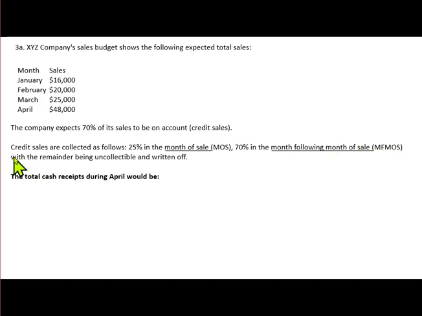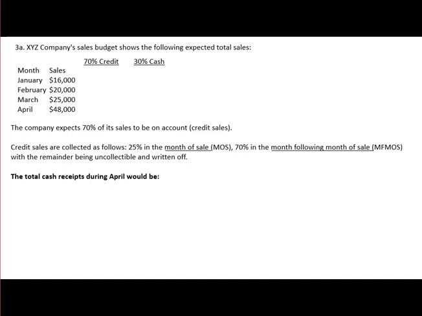And with the remainder being uncollectible or written off. So if you're collecting 25% in the month of sale and 70% in the month following sale, then 5% of your receivables are not collectible. So they want to know, when we get through all these gyrations, the total cash receipts during April. Total cash receipts during April. So let's go through this.